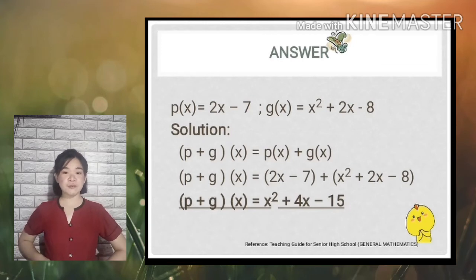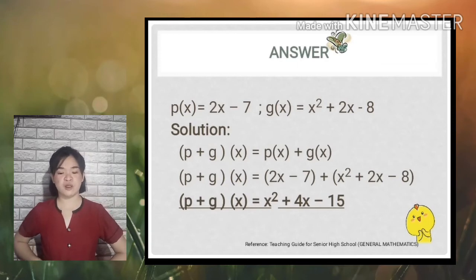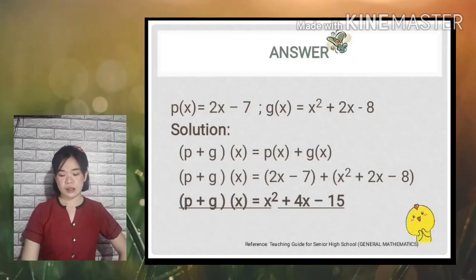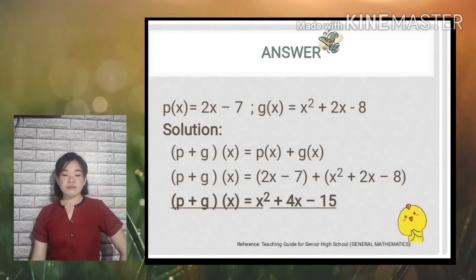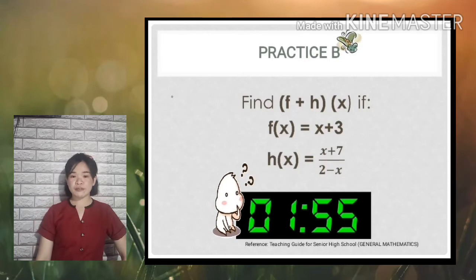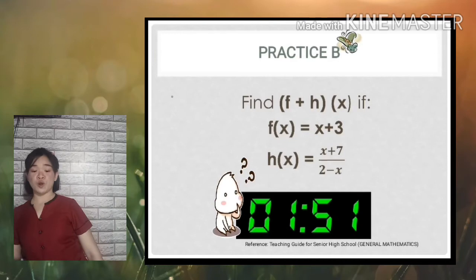So if you get the same answer, that is correct. x squared plus 4x minus 15. Always make your final answer in proper arrangement. So the exponent will be highest to lowest, to be proper. Next one. Find the f plus h of x if f of x is equal to x plus 3 and h of x is equal to x plus 7 over 2 minus x.